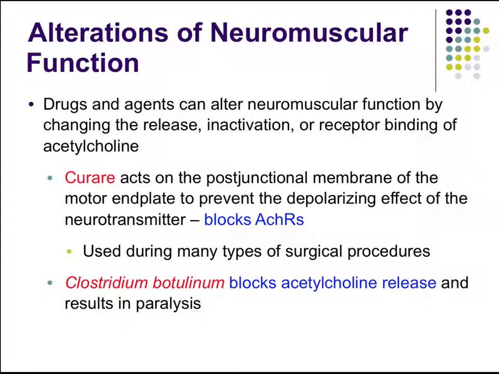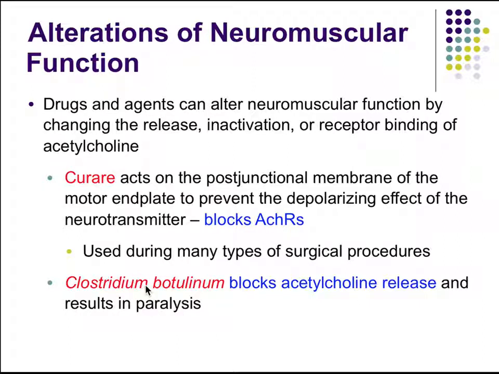So when your motor neuron releases acetylcholine, the receptors that they're supposed to bind to, the nicotinic cholinergic receptors on the motor end plate, are being blocked by Curare. And as a result, obviously, that means it causes your muscles to not contract. You have paralysis. So it's used a lot of the time in surgical procedures where you don't want the patient to move because you're doing delicate surgery.